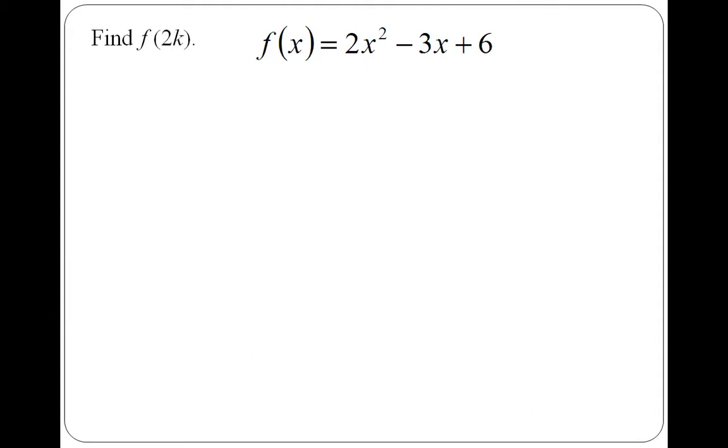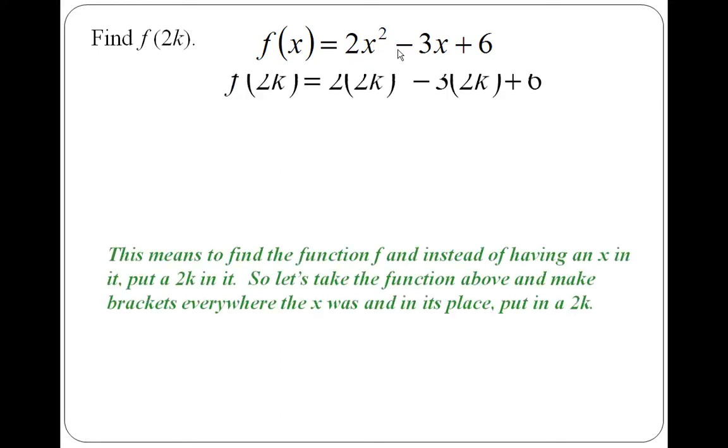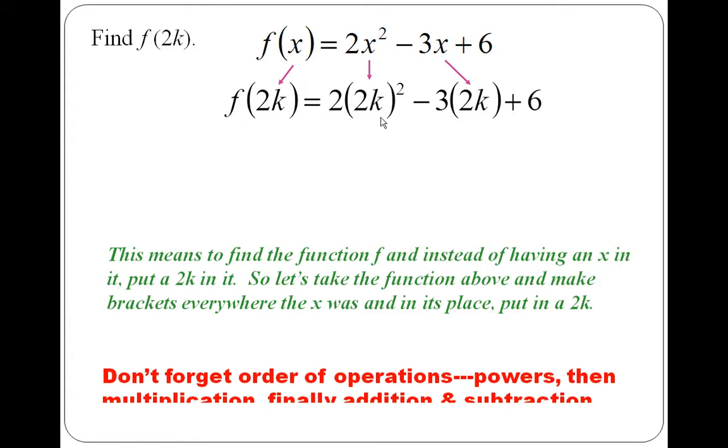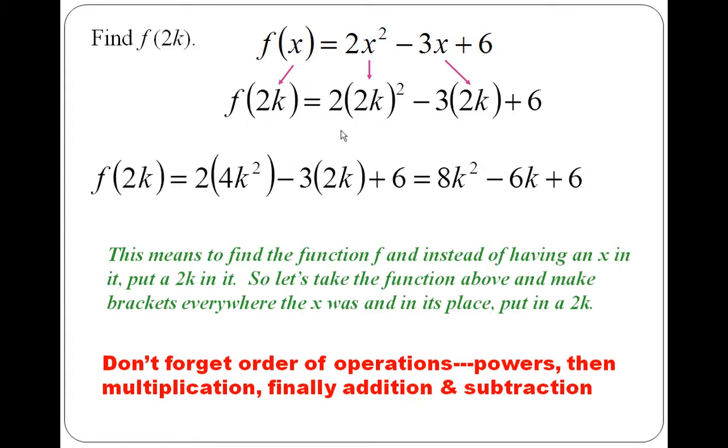Now even if you had 2k inside of your parentheses, you can replace all your x's with a 2k, like so. Then 2k squared would be 4k squared, for example. You'll get 8k squared minus 6k plus 6.